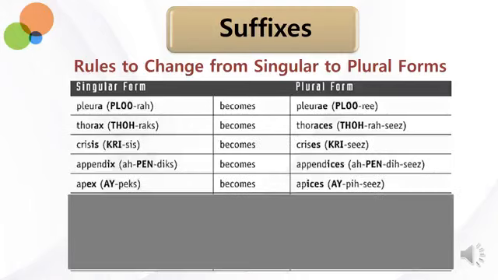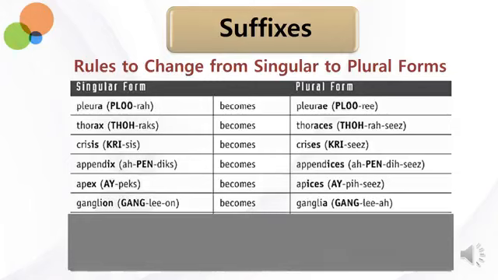For example, the highest point of a pyramid is called an apex, which becomes apices. The same rule applies to IX and EX: I have replaced the EX with ICES.